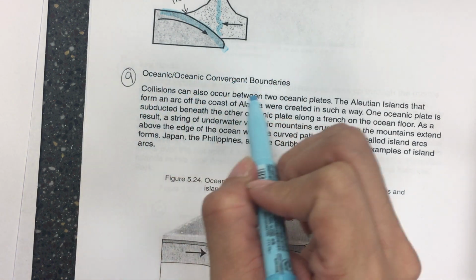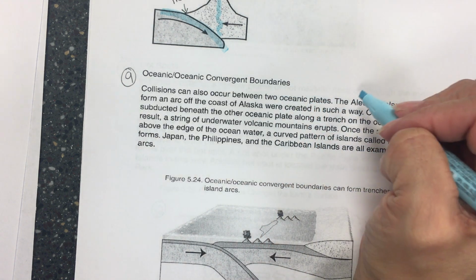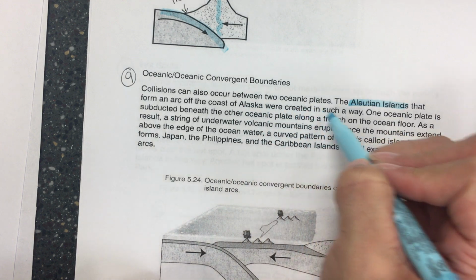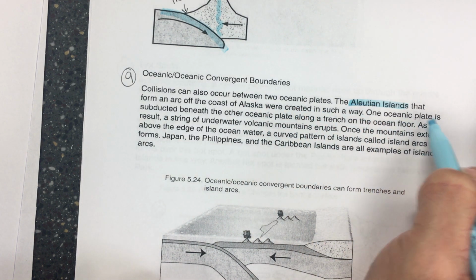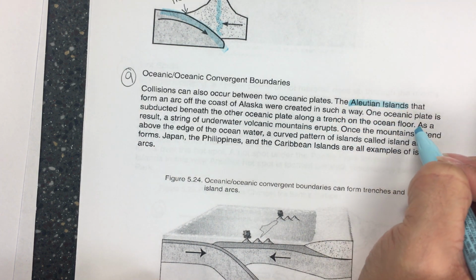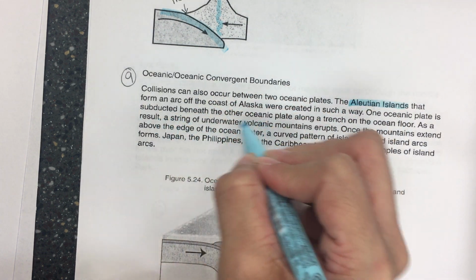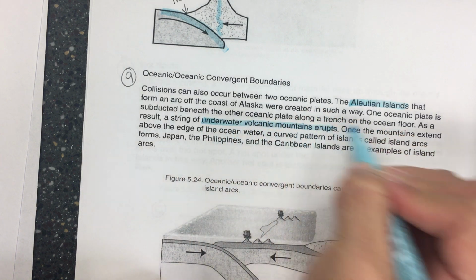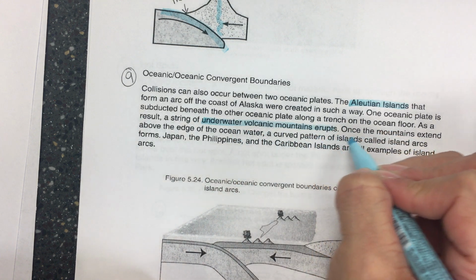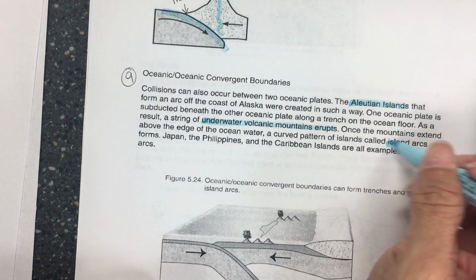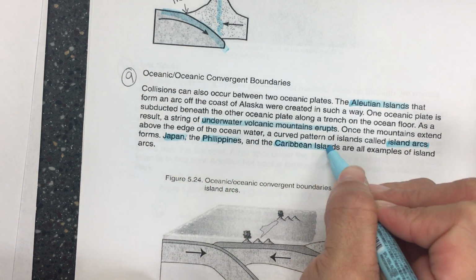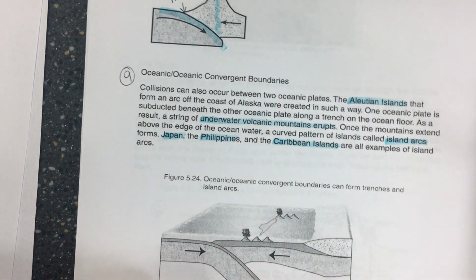Collisions can also occur between two oceanic plates. The Aleutian Islands that form an arc off the coast of Alaska were created in such a way. One oceanic plate is subducted beneath the other oceanic plate along a trench on the ocean floor. As a result, a string of underwater volcanic mountains erupts. Once the mountains extend above the edge of the ocean water, a curved pattern of islands called island arcs forms. Japan, the Philippines, and the Caribbean islands are all examples of island arcs.